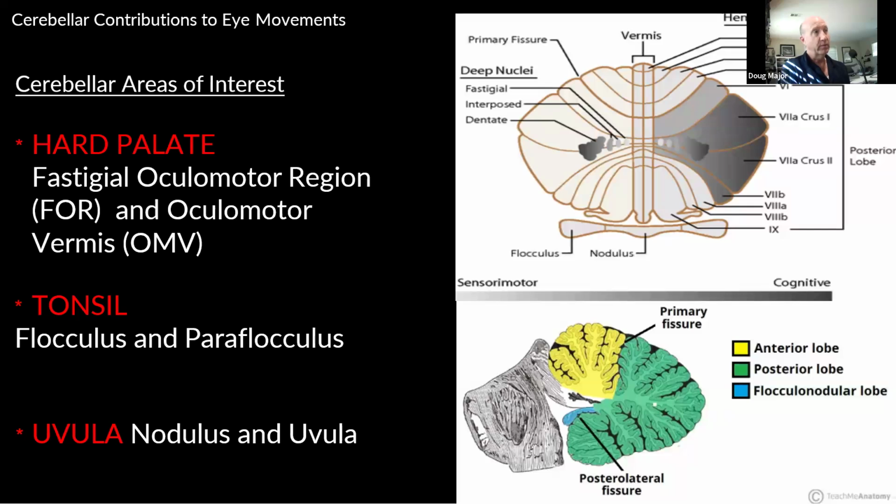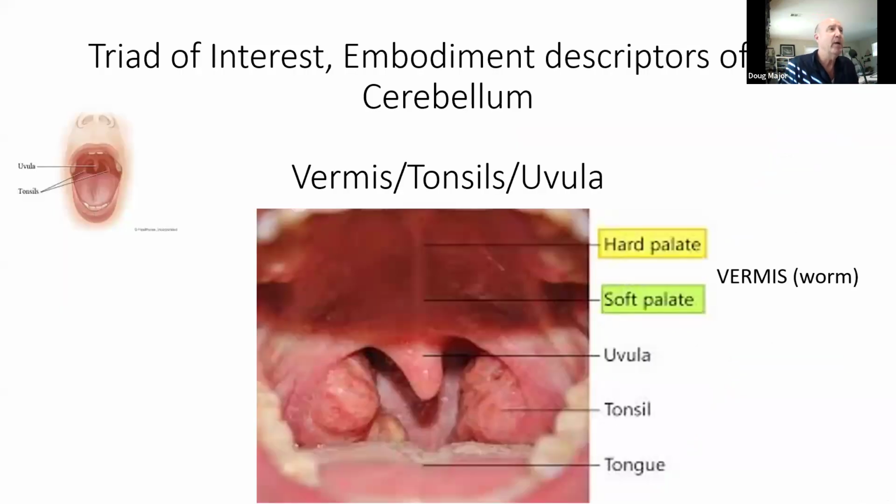And the three areas that we're going to talk about of interest in the cerebellum are the vestibular ocular region, VOR, and the vermis, oculomotor vermis, the flocculus, paraflocculus, and the nodulus uvula. Now, when the anatomists first looked at this, they connected it to the way it hung down, like inside of a mouth. So maybe to help us remember, the vermis would be the top of our hard palate, the top of the back of our mouth.